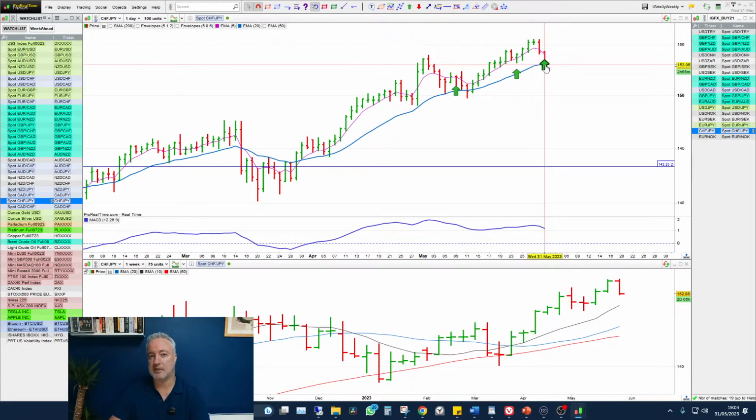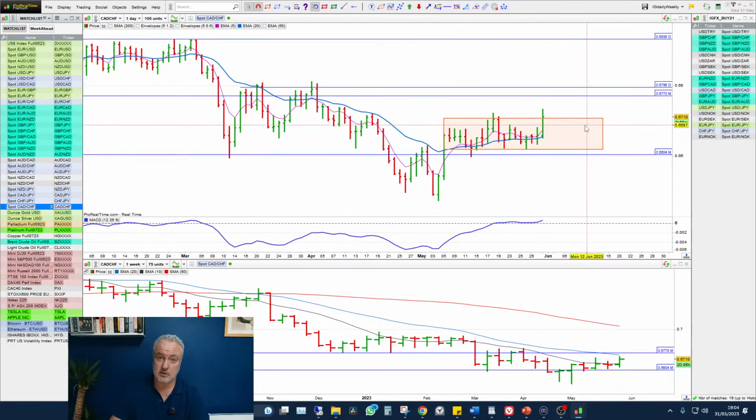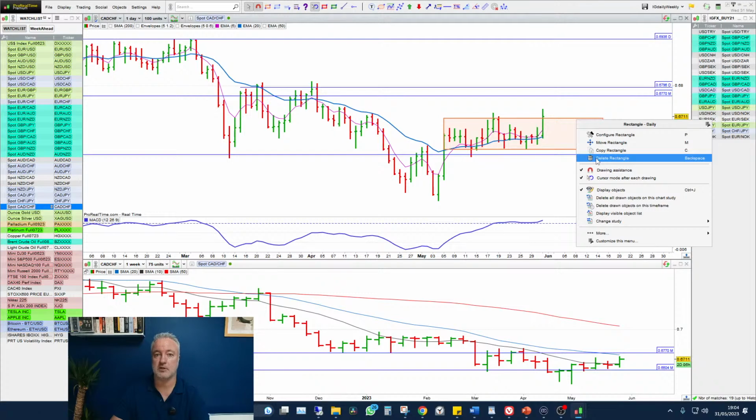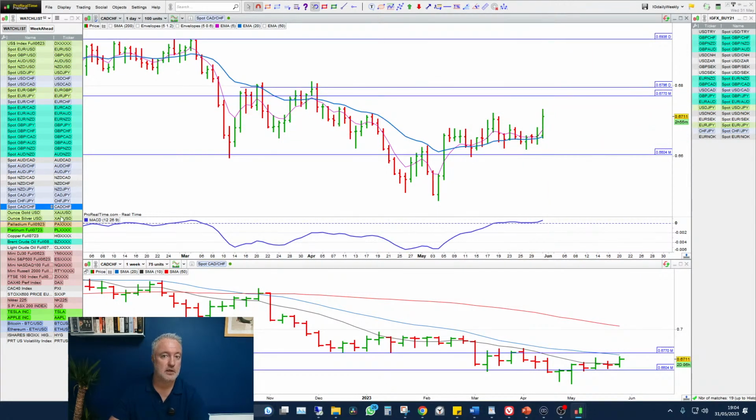Oh, Swissy, and I must have put this in yesterday. Could be a setup, so the yen pairs possibly. CAD Swissy, CAD Swissy's got a nice breakout. So what do we know from today so far? We know Swissy pairs are moving. CAD Swissy move.